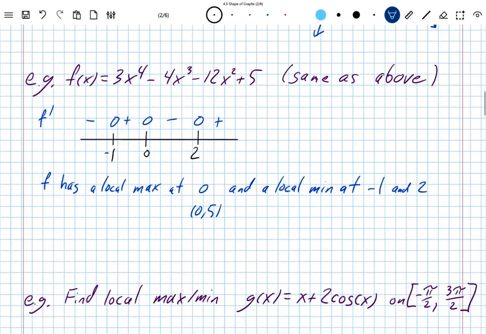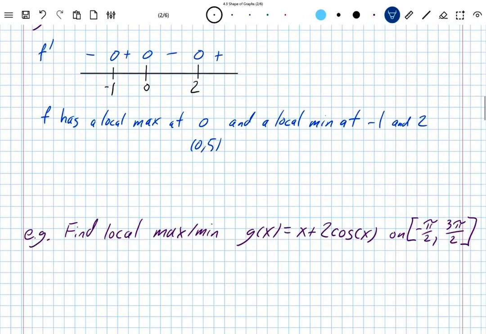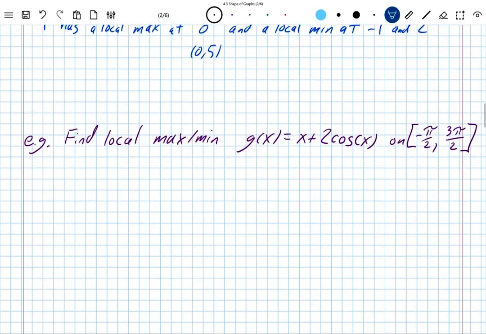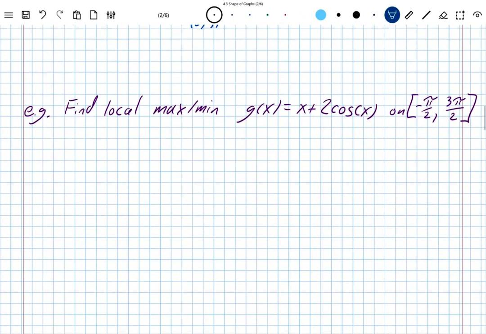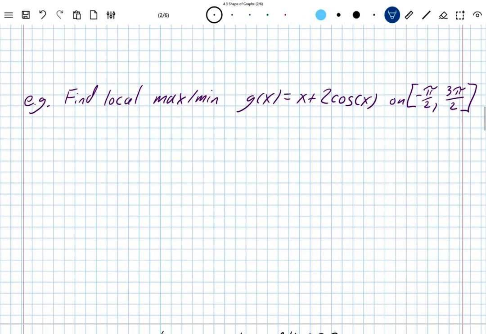Very, very neat. Let's do another one that maybe looks a little different. I'm going to go ahead and use a trigonometric function. So depending on the order that you are learning this course, this may be a bit new, and otherwise you should practice your trig functions. So let's work through this. g of x is x plus 2 cosine of x, and I want to find all the local max and min on a given interval, negative pi over 2 to 3 pi over 2. So what do I got to do? Well, what do we tend to do in this class? We take derivatives. Let's go ahead and do it.